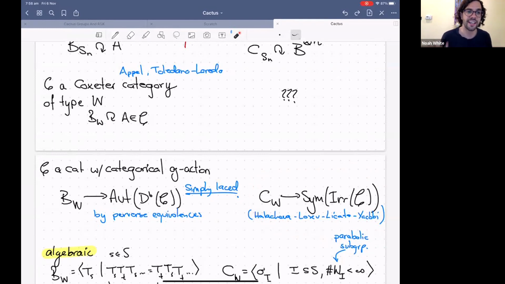And so the question is, is there some Cactus Group acting categorically on, probably it has to be a completion of this derived category. So this is something I was hoping to get across: I would like to really understand to what extent this is a general picture. How often do Braid group actions induce Cactus Group actions, and how often can they be lifted to linear actions or something more than just a permutation action?